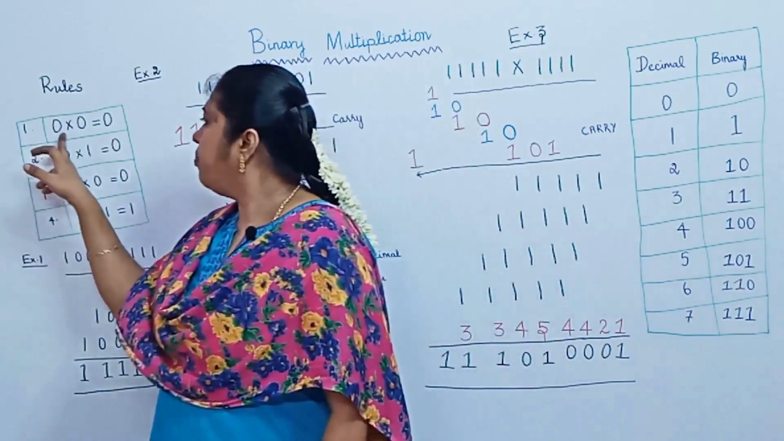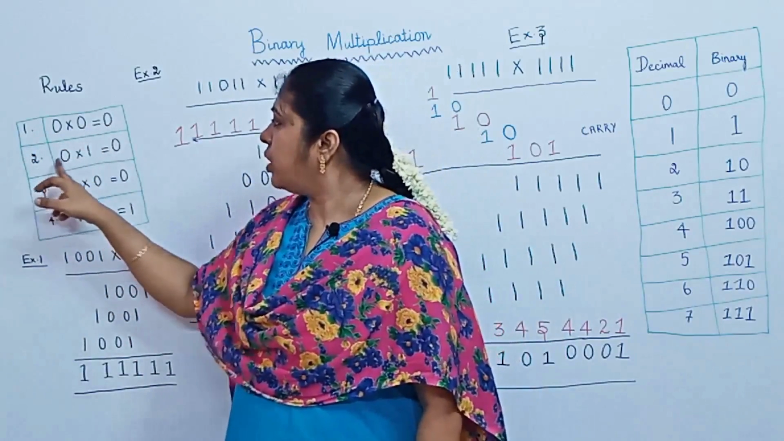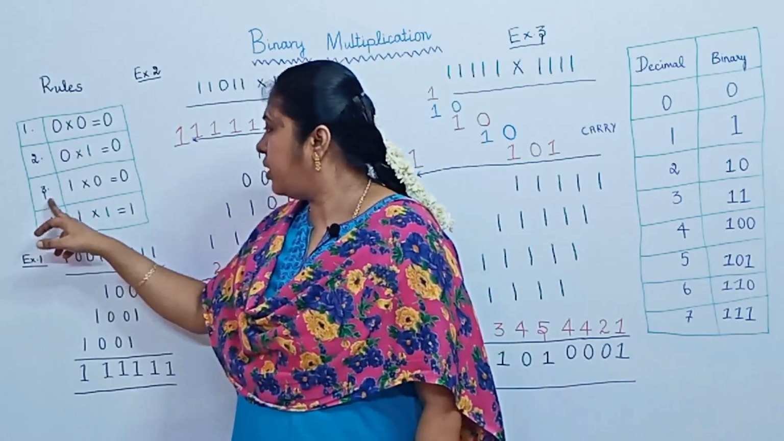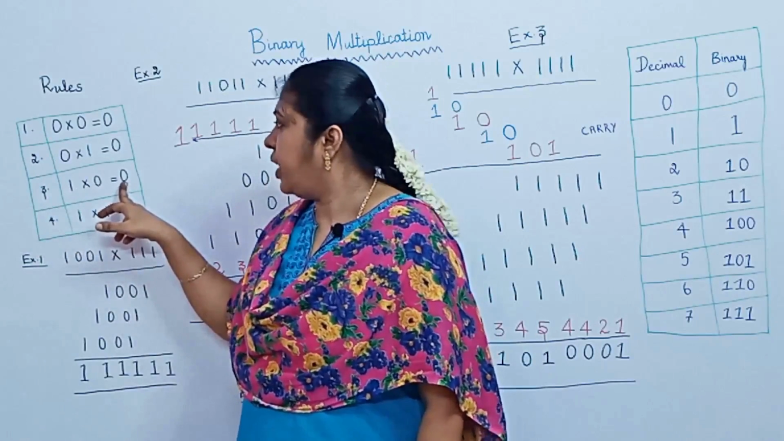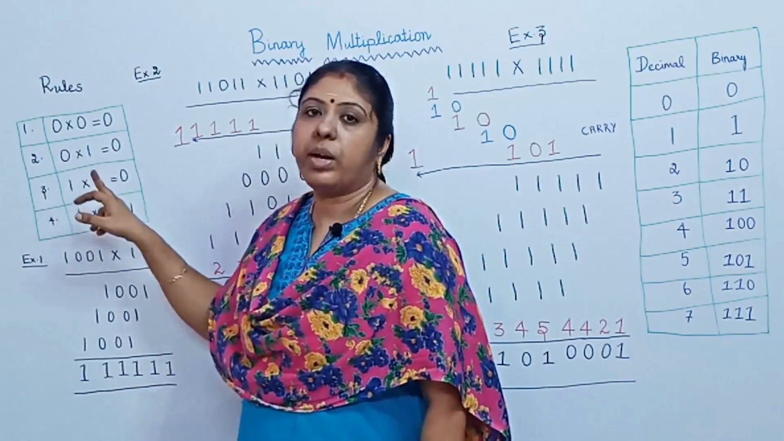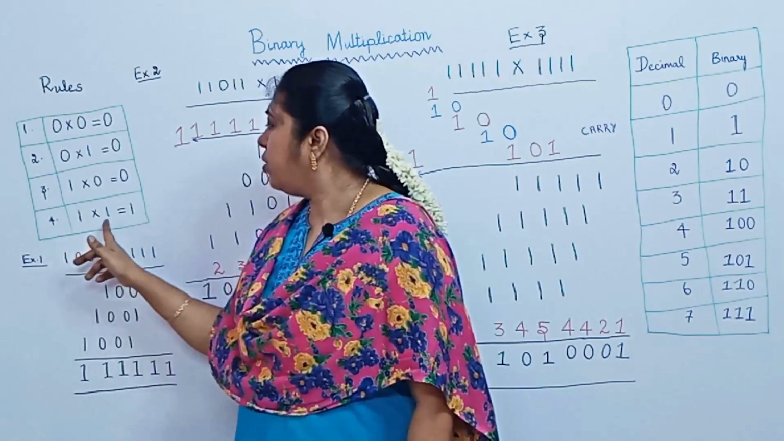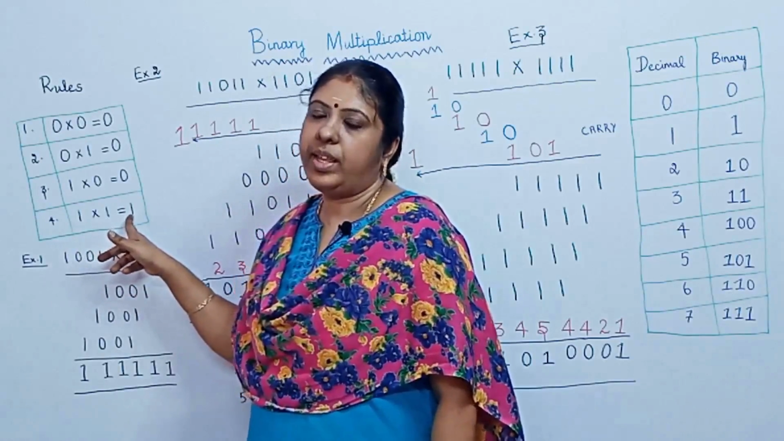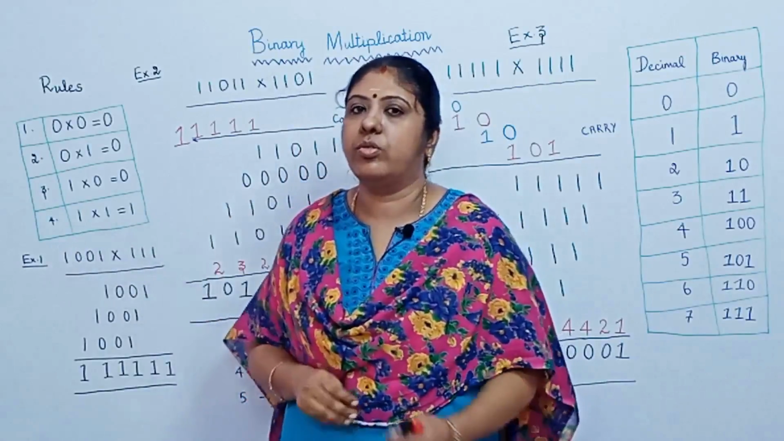Rule number 1, 0 into 0, which is 0. Rule number 2, 0 into 1, which is also 0. Rule number 3, 1 into 0, which is also 0. That is, any number when multiplied by 0 is 0. And rule number 4, 1 into 1, the answer will be 1. These are the simple binary multiplication rules.